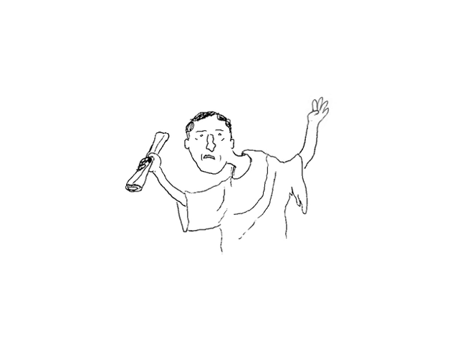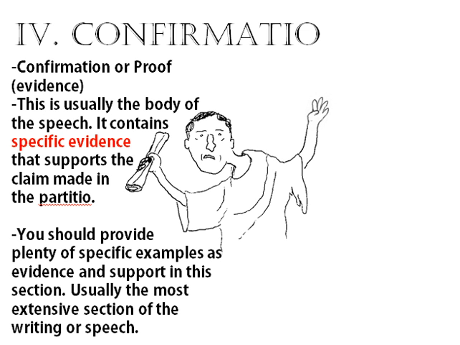Part 4 is the Conformatio, or confirmation or proof. We would talk about this as the point where you bring evidence in to support your argument. This is where you'll spend the bulk of your time writing and making your argument. This is where you would want to organize your body, and you would want to bring in all the specific evidence that you're going to use to support the claim you made in the partitio.